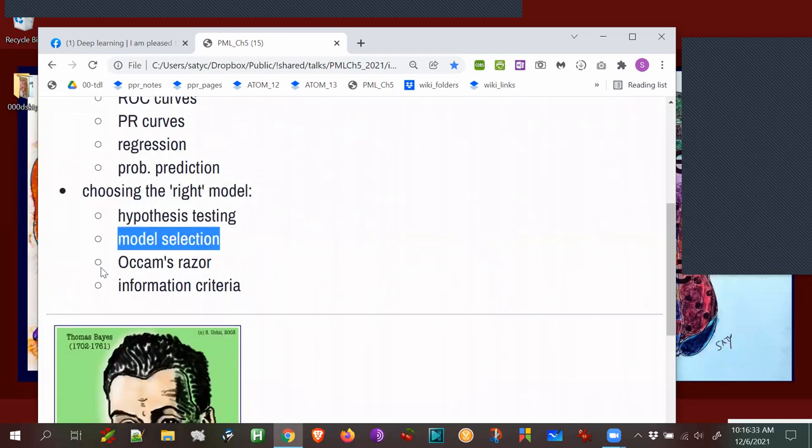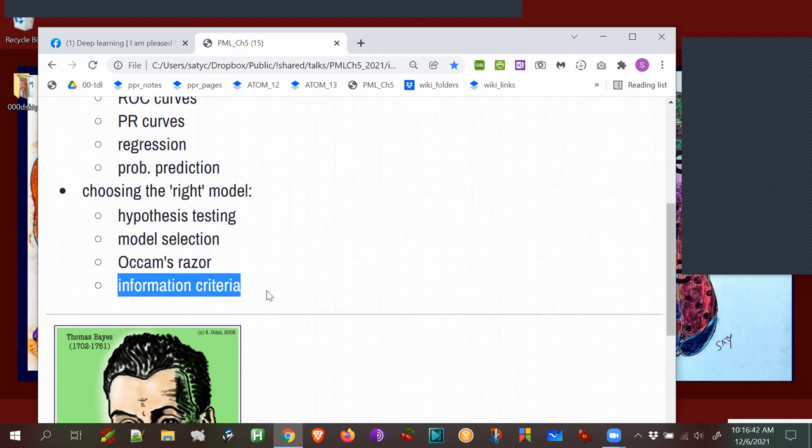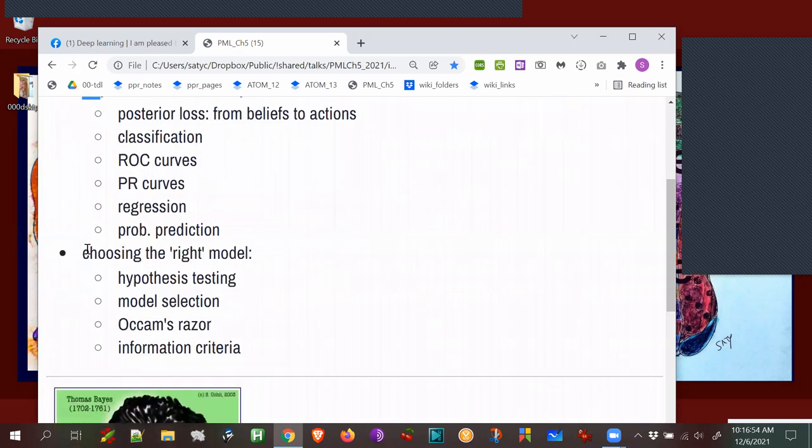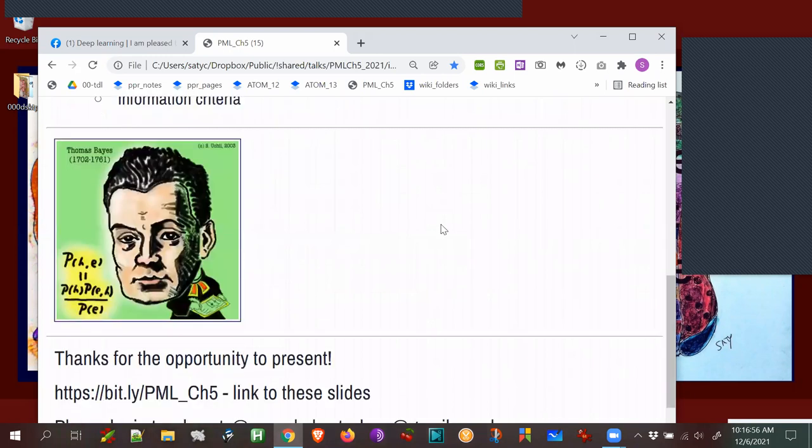And finally, use the Occam's razor principle to pick the model with optimal complexity. And then the two information criteria formulae can also be used to evaluate models in the absence of full-blown evidence calculation. So that is all under choosing the right model. In our book, this is section 5.1, and I believe section 5.2. I left out the others because they're more frequent test.